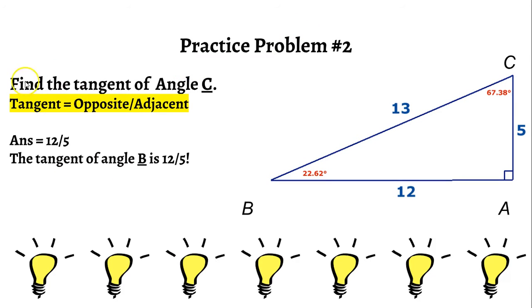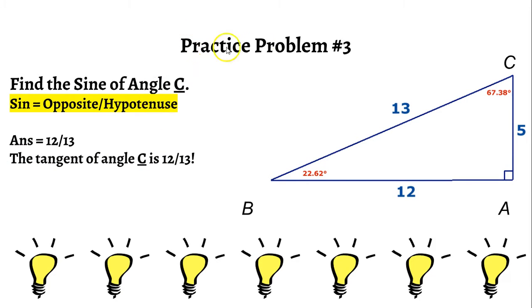Practice problem 2 asks us to find the tangent of angle C. The tangent is equal to the opposite divided by adjacent. So our designated angle is once again C, and so the opposite of that would be 12, and the adjacent of C would be 5. So the tangent of angle C is 12 over 5.